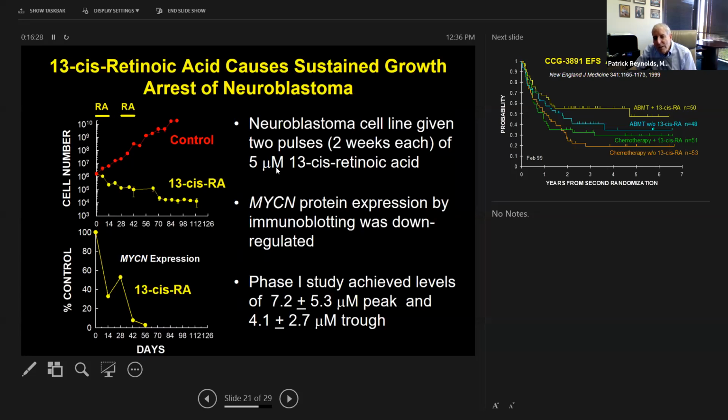And this really drove us to a phase 1 trial to see if we could get these levels that we picked arbitrarily. And in fact, in the phase 1 study using this pulse therapy approach, we did get 7 micromolar levels with a 4 micromolar trough. And this really excited us, but what excited us more was when we did this, we got 4 complete responses in bone marrow.